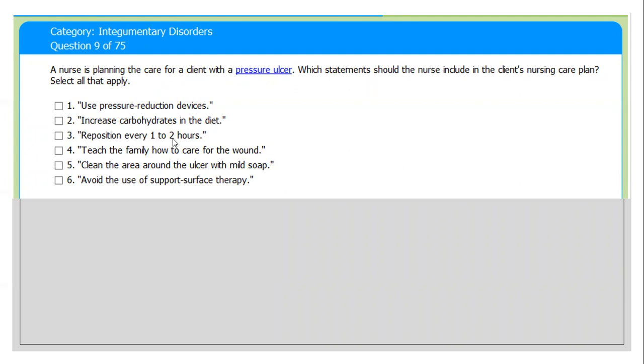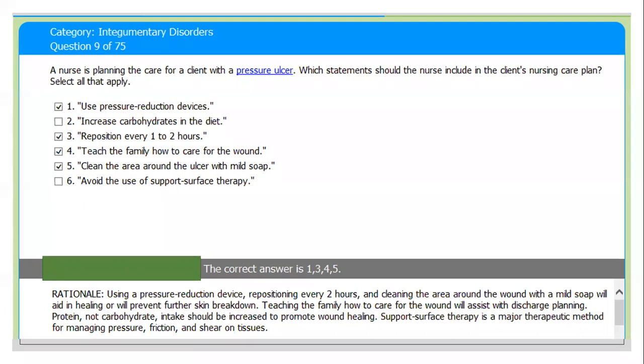Reposition every 1 or 2 hours. Number 4, teach the family how to care for the wound. Number 5, clean the area around the ulcer with mild soap. Number 6, advise the use of support surface therapy. The correct answer said number 1, 3, 4, and 5.